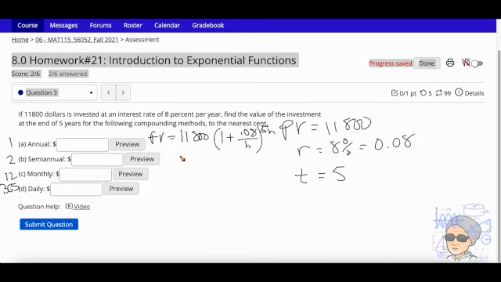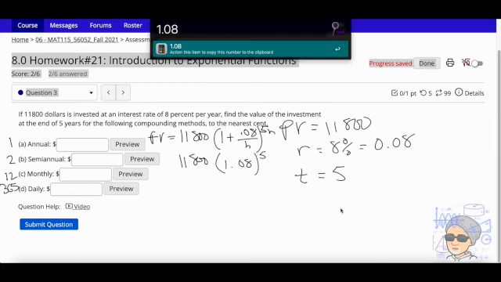The first one's easy, so we can kind of do that one. 11,800. And 1 plus 0.08 over 1 is just 1.08. And if n is 1, this is 5. So I would be really careful about my PEMDAS. It's going to be 1.08 raised to the 5th power. And then I'm going to take that number and multiply it. Not here. Wait. Be careful. You've got to be super careful with your grouping symbols here. And I'm going to multiply that by 11,800. So I'm going to get a value of, I'm going to write it down because I don't want to forget it, I guess.